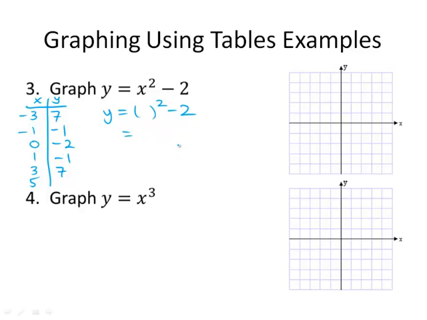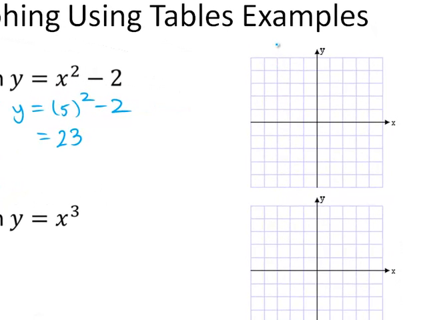Alright, and last one, let's try a 5. So that would be 25 minus 2, which would be 23. Now this one is probably too big to graph, so let's not graph it. So we get -3, 7. So that's about there. And 3 also gives us 7. -1 gives us -1. And 1 gives us -1, and 0 gives us -2.